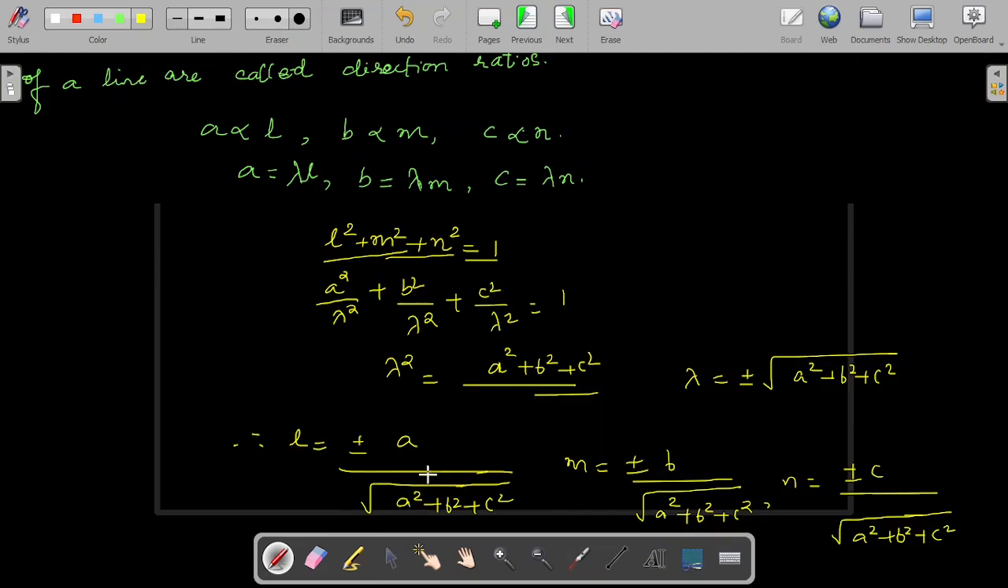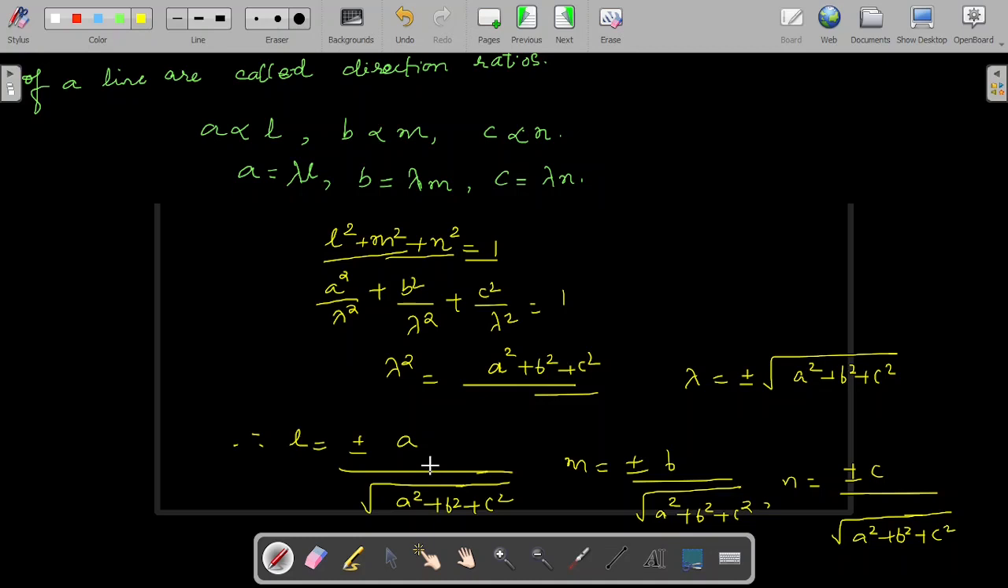So l equals plus or minus a by root of a square plus b square plus c square, because l equals a by lambda. Similarly, m equals plus or minus b by square root of a square plus b square plus c square, and n equals plus or minus c by square root of a square plus b square plus c square. So this is how we can obtain direction cosines when the direction ratios of a line are given.